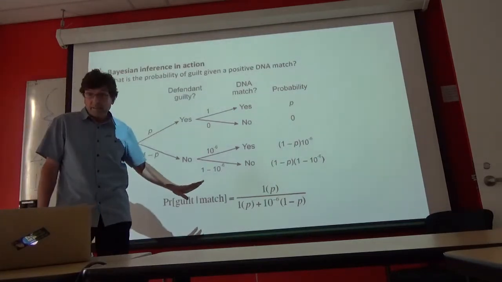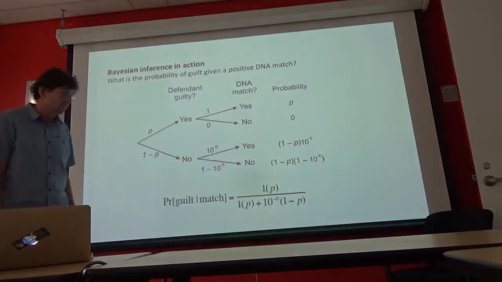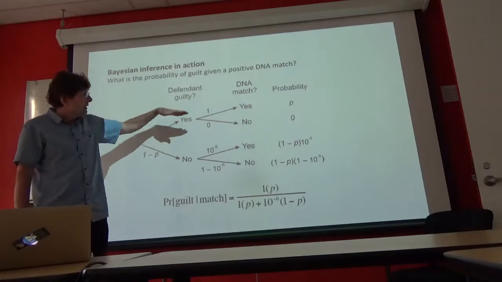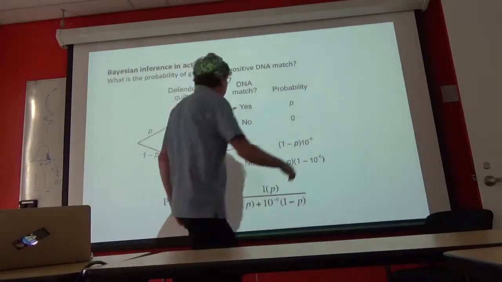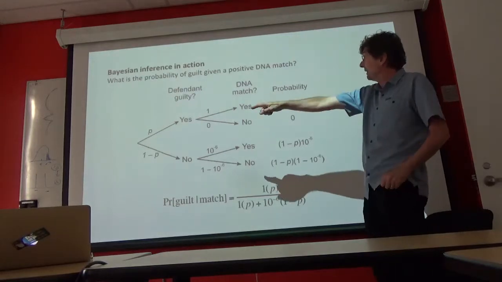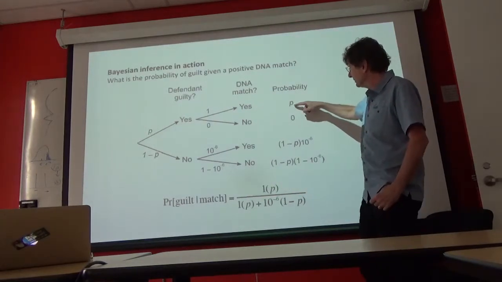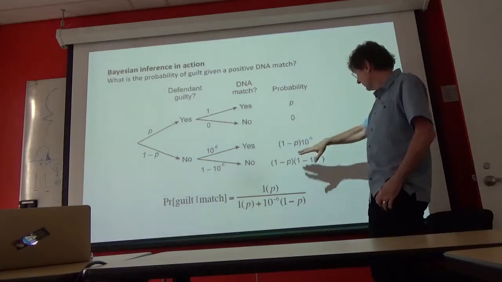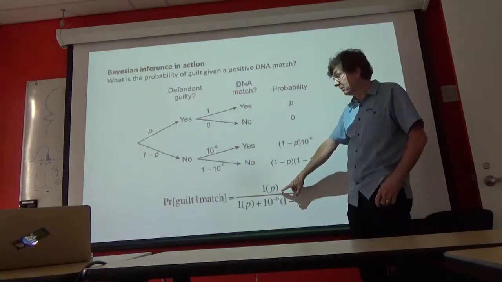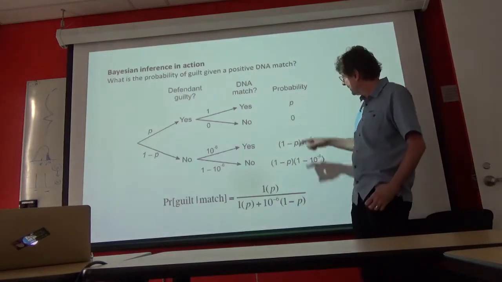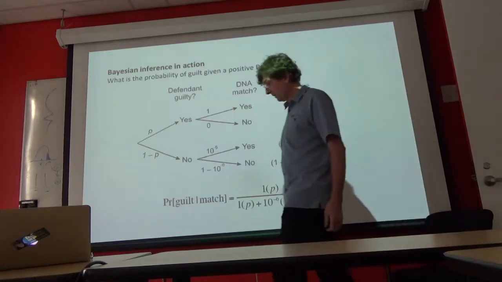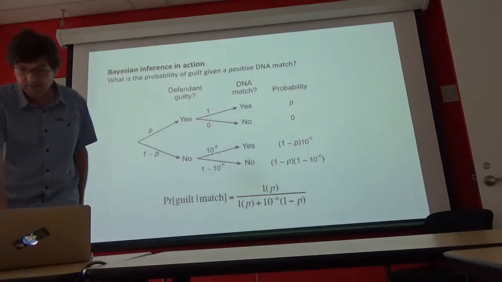So what's the probability of guilt given a positive DNA match? Application of Bayes' theorem gives us this equation here. Those are the probabilities of all the mutually exclusive paths from the root to the tip. So that's P, that's 0, that's 1 minus P, 10 to the minus 6 over this. And then exactly as I showed you for the genetic test, the probability of guilt given a match is this divided by the sum of this and that, those being the outcomes that lead to a positive result.